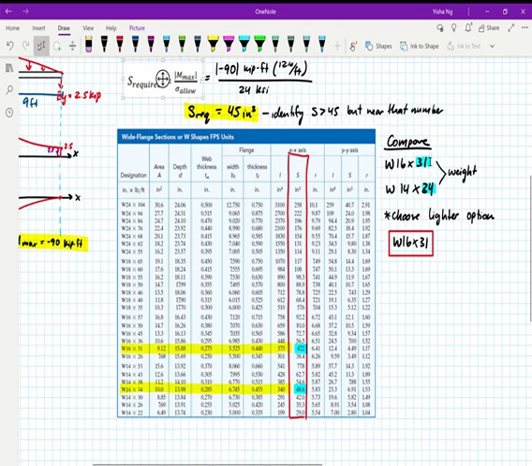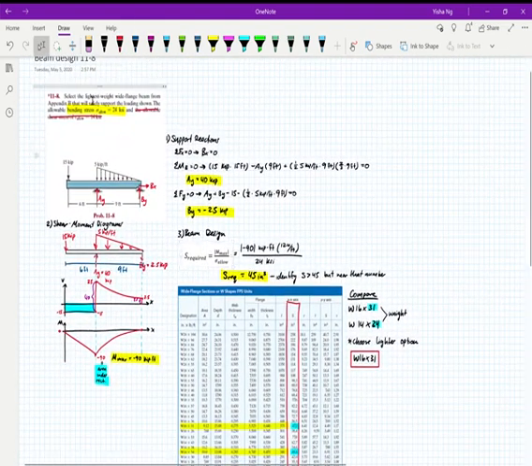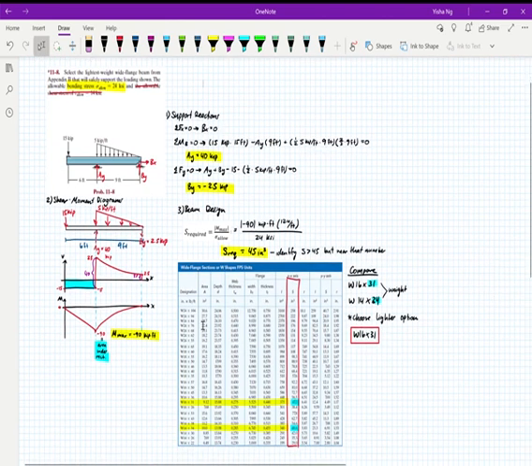We remember that the second number is the weight, so we're going to choose the lighter option. So our answer for this problem is W16 by 31, the best cross-section to choose, which will fulfill our requirements while still being the lightest weight wide flange beam we can choose. And this appendix, I'm going to post like references at the end of the PDF in case any of you don't have access to your textbooks.